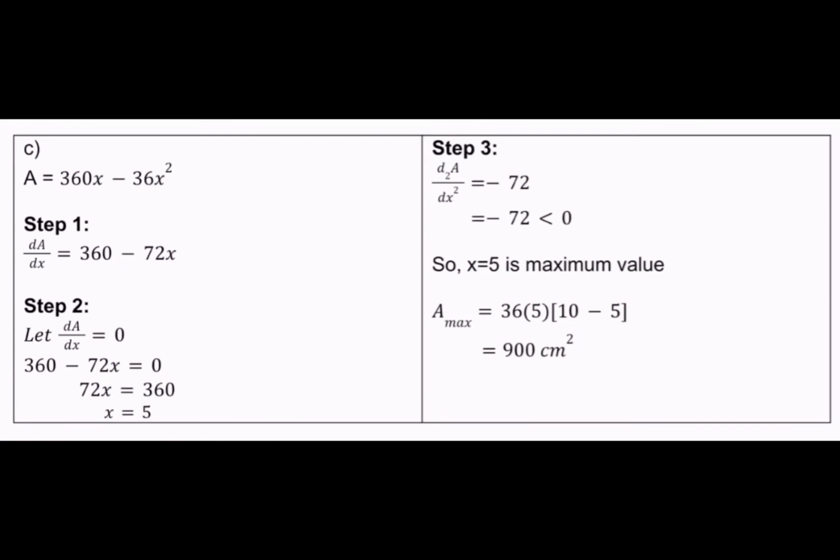And the last step is we enter the value of x, which is 5, into the area equation given in question B, and we will get 900 cm squared as the answer for this question.